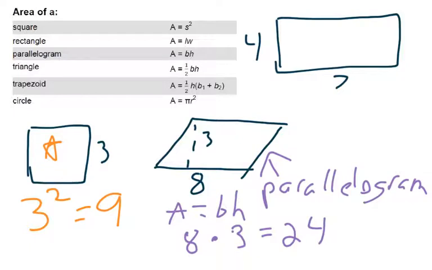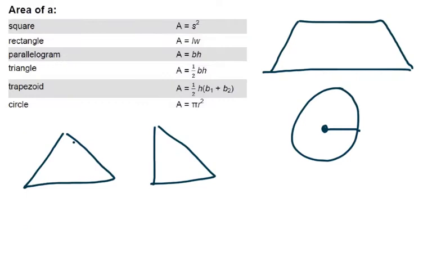Now, this shape at the top is a rectangle. And so to get the area of a rectangle, we use length times width. So I have a 4 and a 7, so I'm just going to go 4 times 7. And when I do that, I get 28. So you just take the measurements that they give you and you plug them into the formula. So let's look at some more of these.